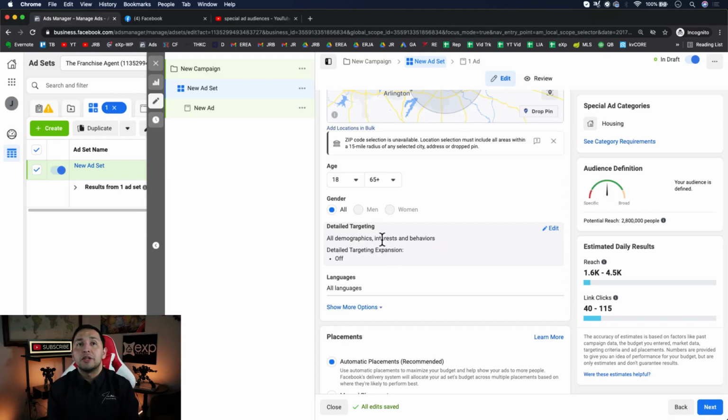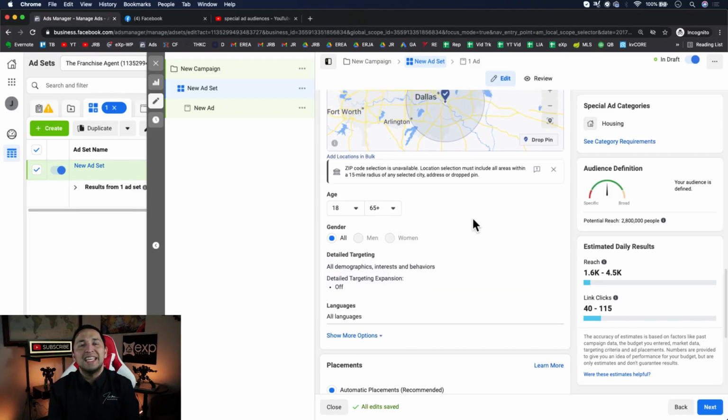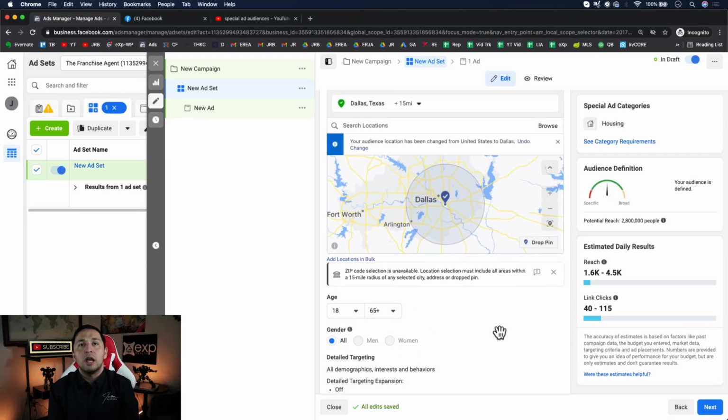What you still are able to do is select based off of interest. So if you're in the real estate space, you can still select based off of Zillow. You can still select based off of people that are interested in Trulia, those elements like that. So those are the key distinctions that you must be aware of whenever you're advertising from the special ad category.